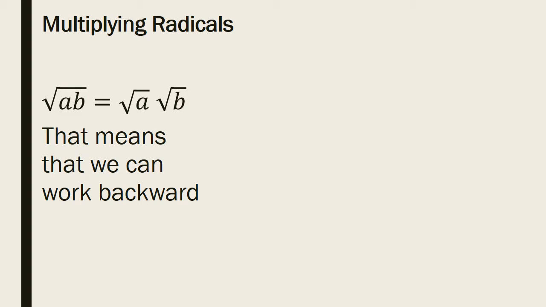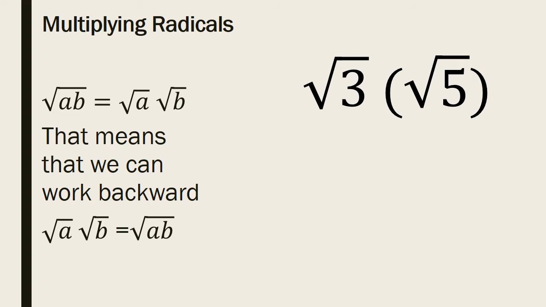That means if we multiply two radicals by each other, the answer is going to be the radical of the product of these two numbers. What does that mean? Let's take a look at this example. We have radical 3 times radical 5.